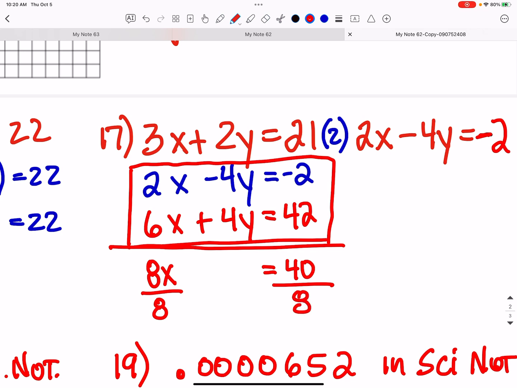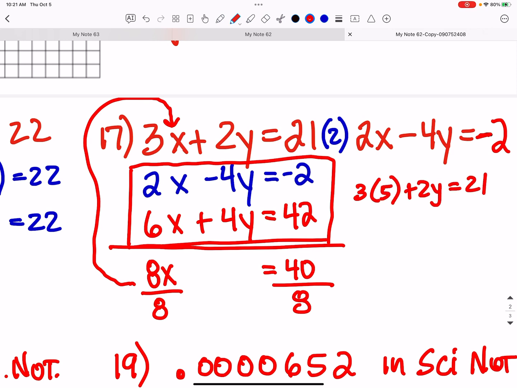So at that point, I can plug the fact that I know x is 5 into any equation. For me, I don't know which one of these looks the easiest. I guess maybe this one? So 3 times 5 plus 2y equals 21, and you should be able to figure out what y is.